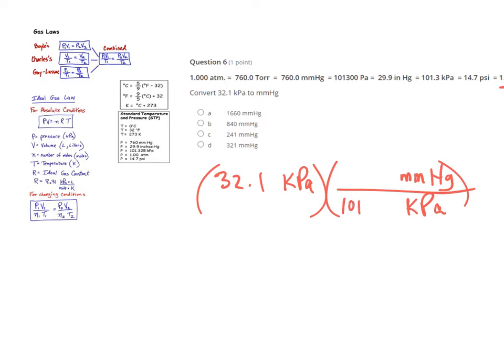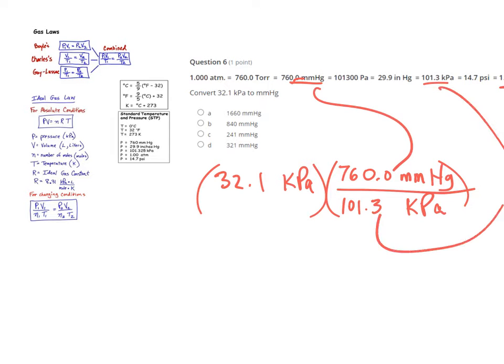And I use 101.325, or they have just 101.3 right there, and 760 millimeters of mercury. They have 760.0. So that was on the top, that was on the bottom, and then we use the calculator. 32.1 times 760 divided by 101.3, 240.82922, 240.829. And that's in millimeters of mercury.